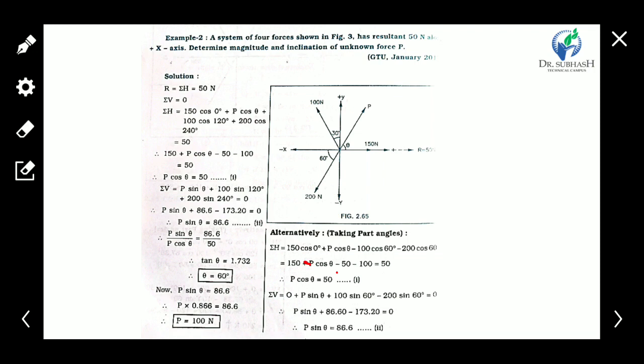And according to the alternate method, here it is 150 cos 0, otherwise you can directly write 150 because it's a perfectly horizontal force and is considered as a horizontal force. So 150 or 150 cos 0. Now the P force's horizontal component is in this direction, so it's positive P cos theta. Theta is not known. Now the 100 Newton force and its horizontal component direction is in this way, and this is negative, so negative 100, and the angle is considered with the horizontal, so 100 cos 60, but it is negative.